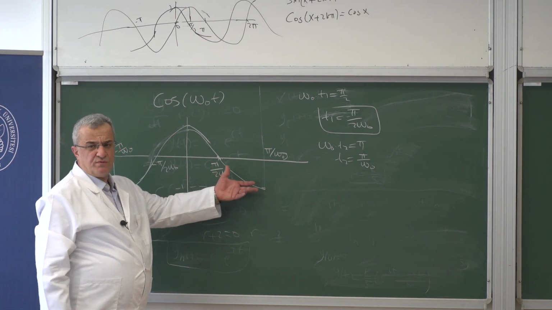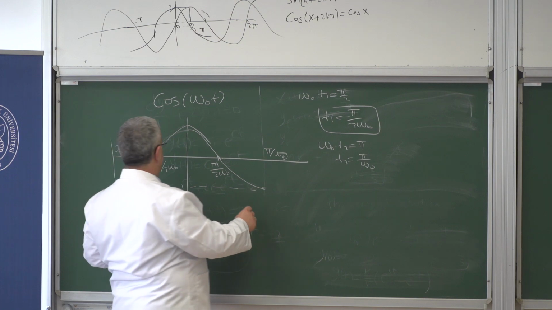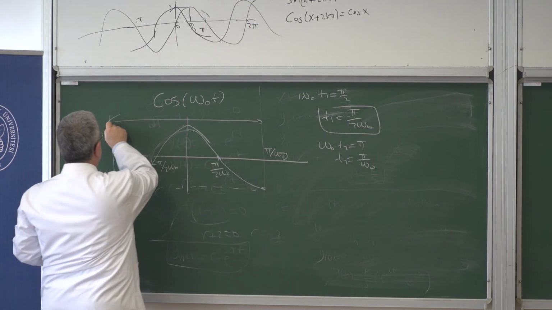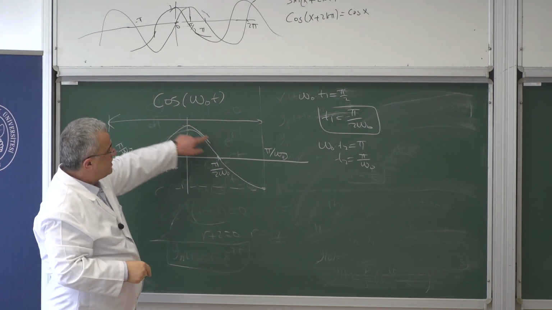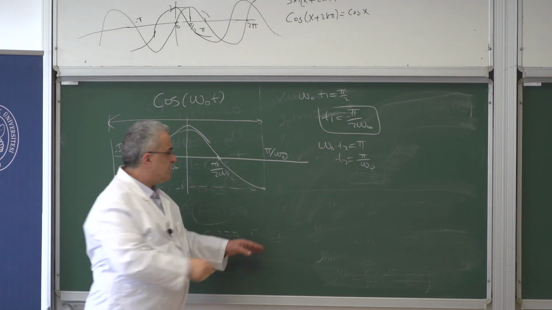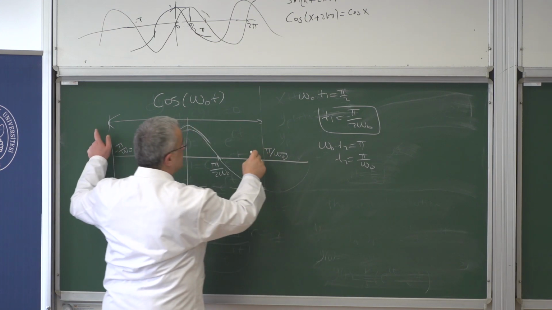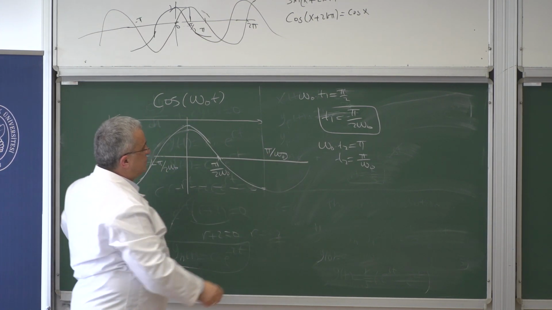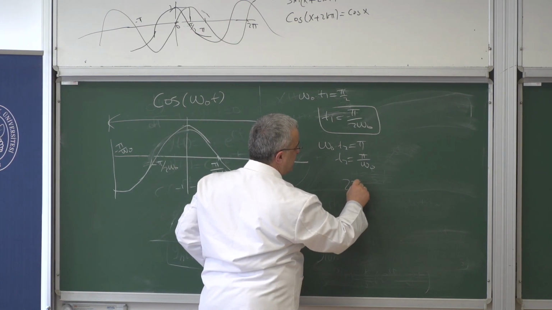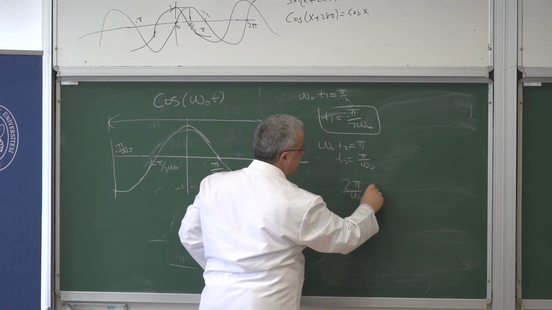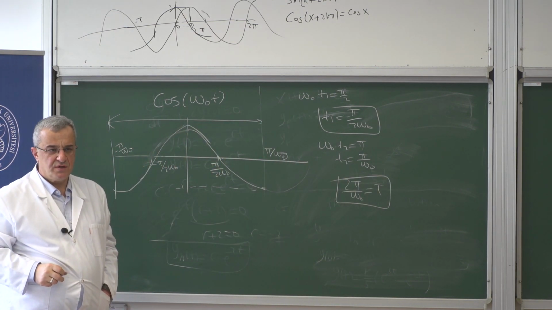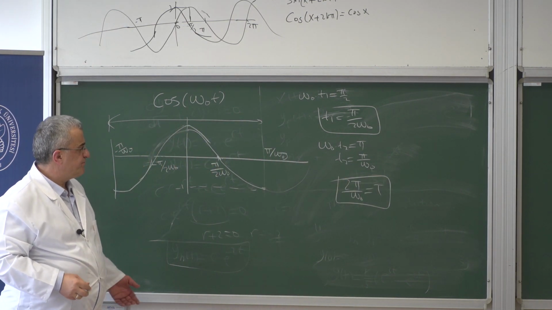So what is the period of this? T. What is this? It is the period, isn't it? So it starts from minus 1, goes up, and comes down to the same value. It now repeats afterwards. So this is equal to T. What is this length here? 2 pi over omega 0. So that's the period of this function, right?